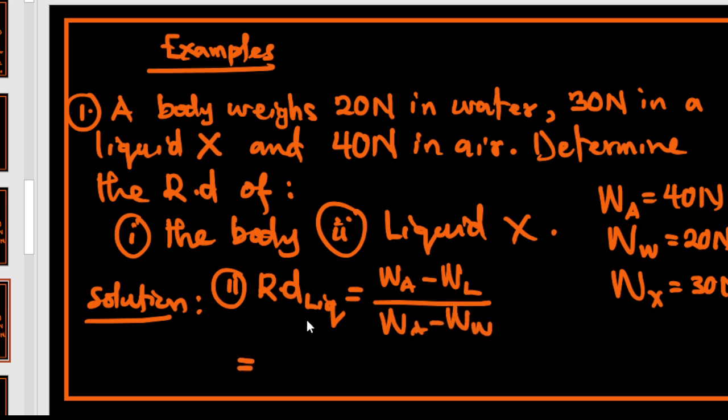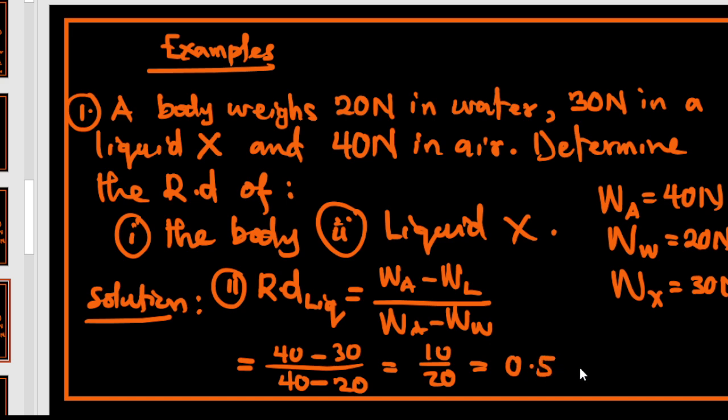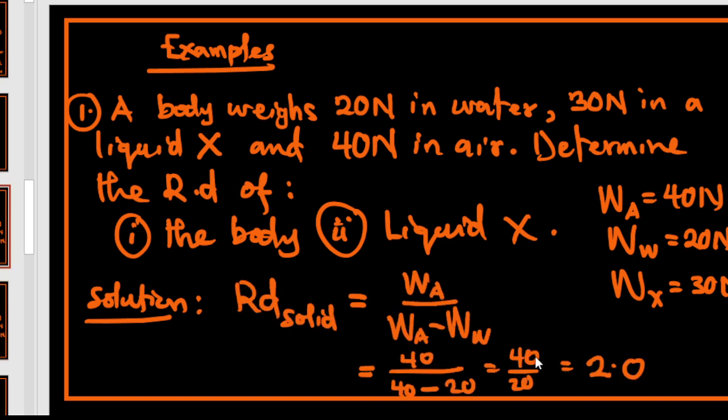This is going to be weight in air 40, weight in the liquid X is 30, over weight in air 40, weight in water 20. This gives 10 over 20. That gives us what? 0.5. So the relative density of the liquid is 0.5, while the relative density of the solid is what we calculated above as what? As 2.0.